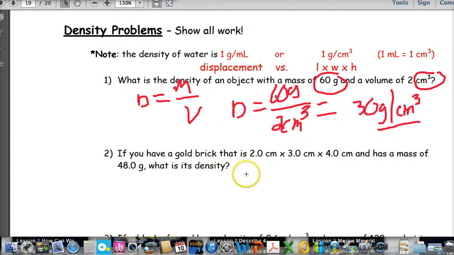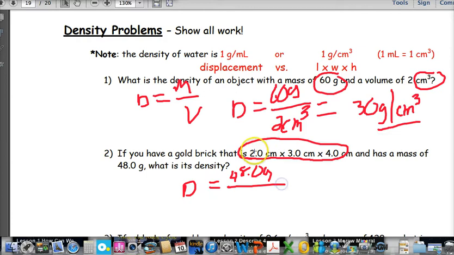All right, number 2. It says if you have a gold brick that is 2 centimeters by 3 centimeters by 4 centimeters and has a mass of 48 grams, what is its density? Well, it's a brick, which is a rectangular shape. So you're going to multiply length times width times height. So you have the density is 48.0 grams. And I'm going to multiply these together.